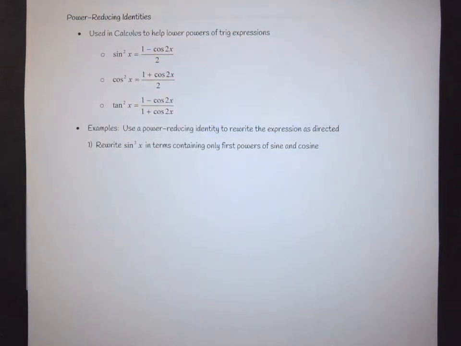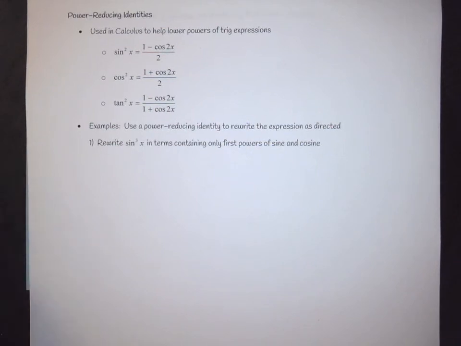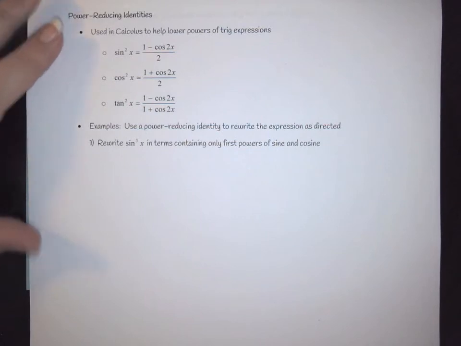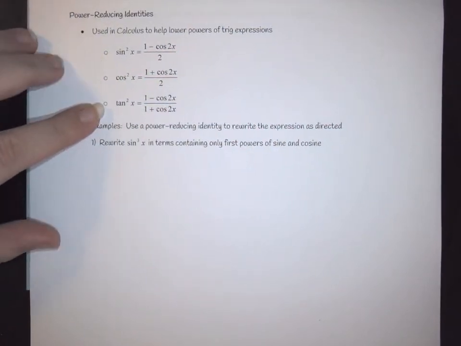Alright, in this video we are going to look specifically at the power reducing identities and how to use them in proof-like settings. So here we can see we've got the power reducing identities.